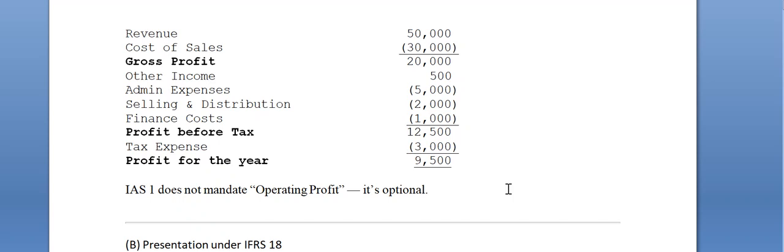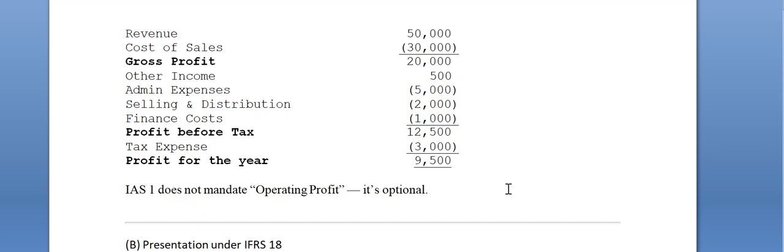Now, under IAS 1, you have your revenue, cost of sale, and then you arrive at gross profit. Put other income there. Other income can be any other income like gain on the disposal, all those ones. You understand now? They are part of other income under IAS 1. But that is not the way it is under IFRS 18. So take note of that.